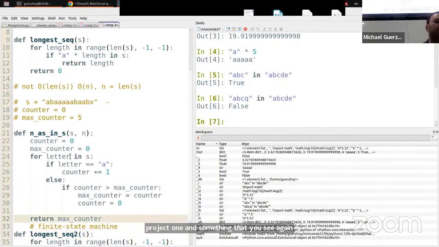Does anyone see a bug in this implementation? Yes.